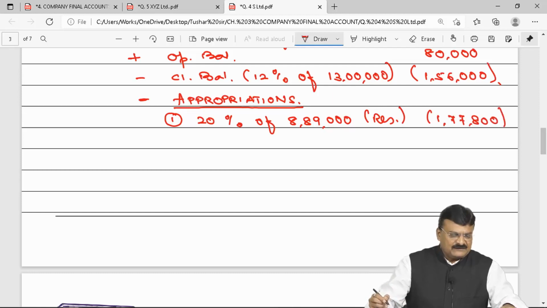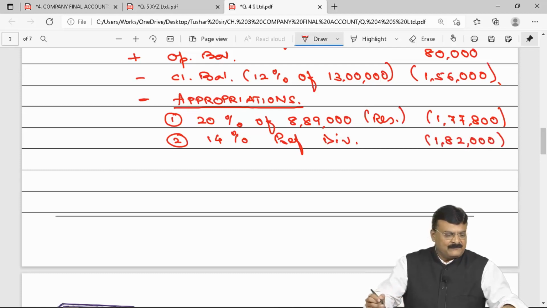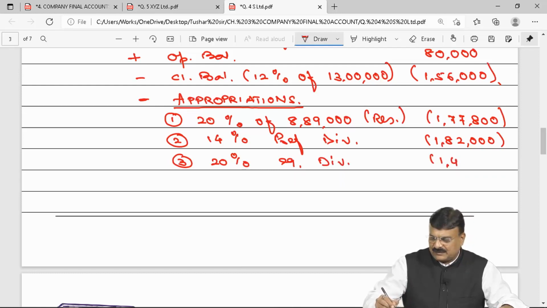Then you declare preference dividend 14%. Paid up capital is 13 lakhs. On that, 14% is 1,82,000. Then equity dividend declared is 20%. Paid up equity capital is 7 lakh, 20% of 7 lakh, so that will be 1,40,000.